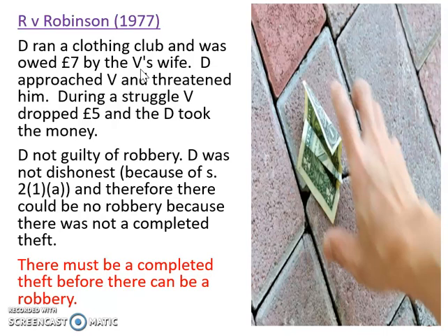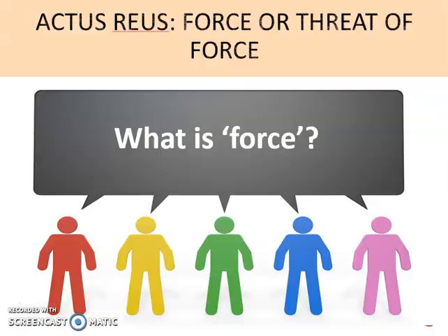There was no theft under Section 2(1)(a) of the Theft Act 1968 because the defendant had an honest belief in a legal right to the money. In other words, because he was owed £7 and £5 had been dropped, in his mind, that £5 is his. So because he wasn't dishonest for theft, there couldn't be a robbery either. So the case of Robinson gives us the principle that we must have a completed theft before there can be a robbery. So let's consider the second actus reus requirement for a robbery.